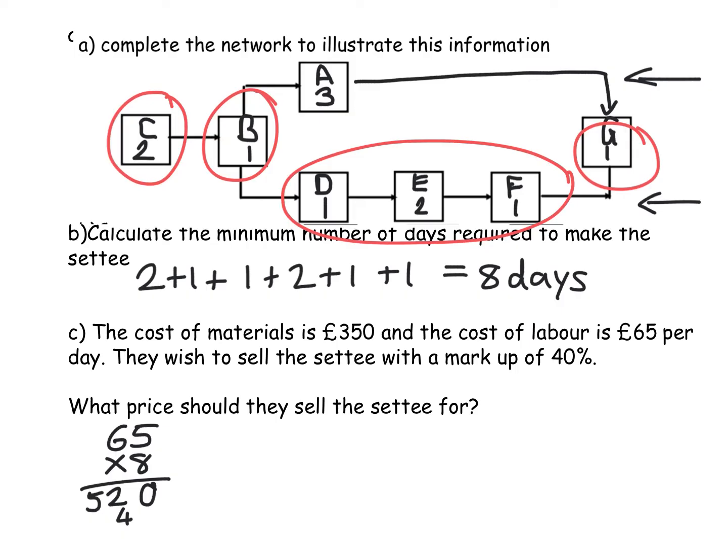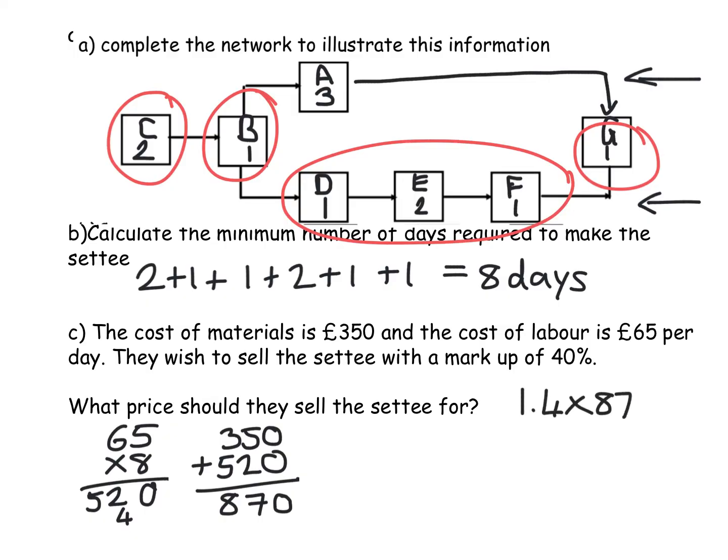So the cost to do the whole settee is 350 materials plus 520 for labour, which is going to cost them £870 to make. So that is the cost to make the settee. They want to sell it for a markup of 40%, so we need to find 40% and add it on. Now, if I did have a calculator, I could simply just do 1.4 times 870. But without a calculator, I'm going to do 10% would be 87. 40% would be to times that by 4. So that would be 320 plus 28.